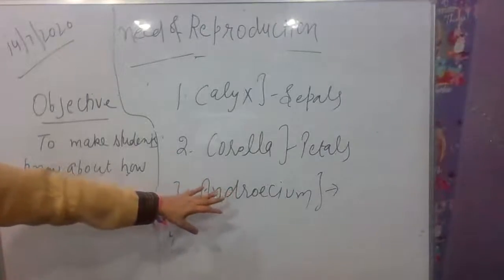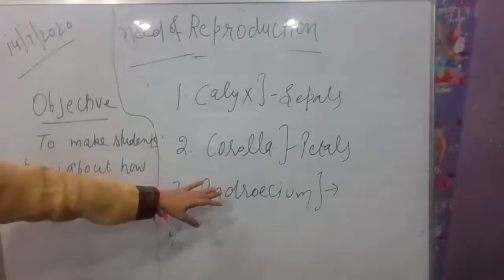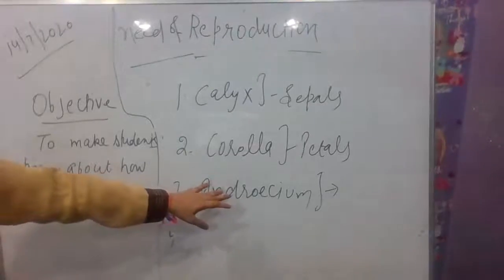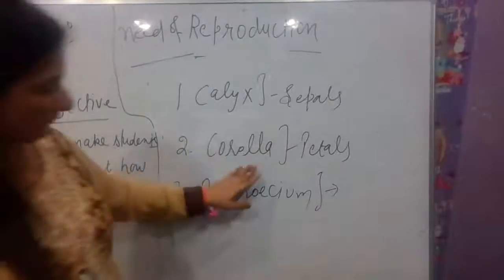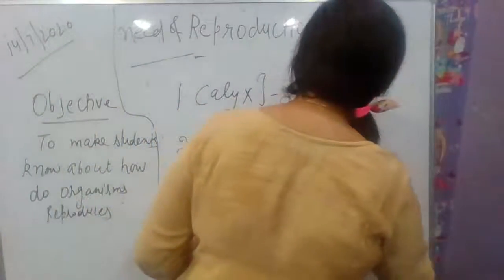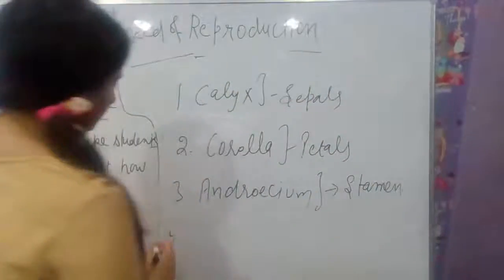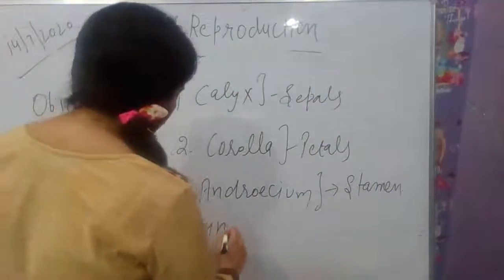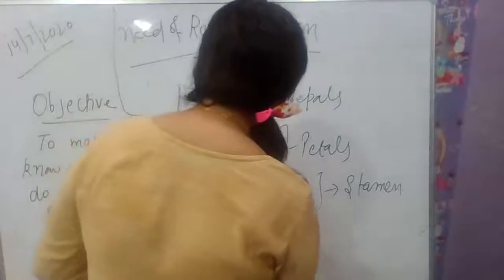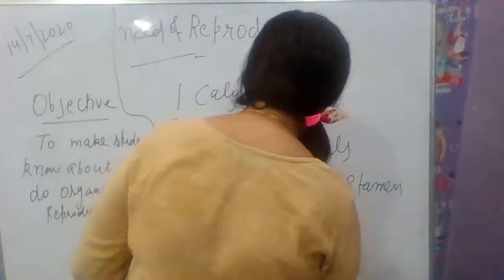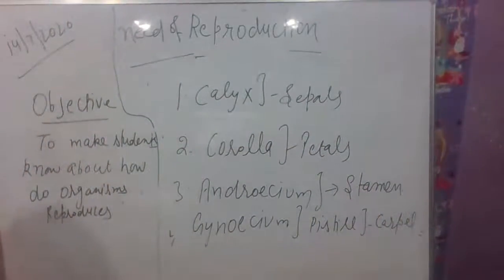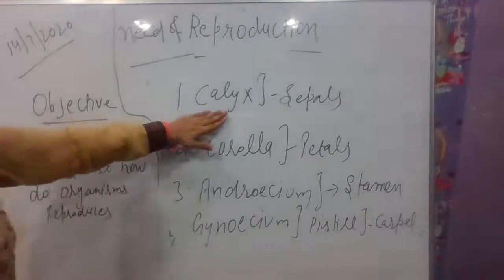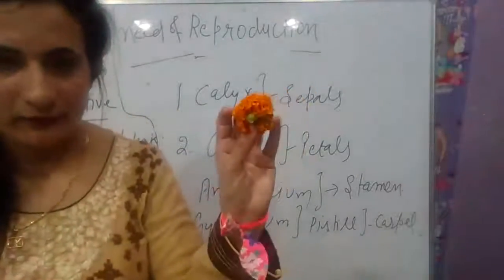ठीक है, एंड्रोशियम क्या होता है बेटा? स्टेमन. It is formed of stamen, जिसको बोलते हैं मेल रिप्रोडक्टिव पार्ट. Okay, gynoecium. It is also called pistil and carpel. These are the different names. ठीक है, carpels. Calyx. So here you can see the flower.